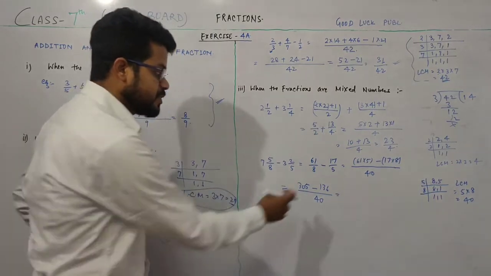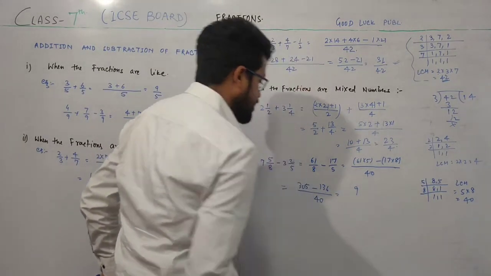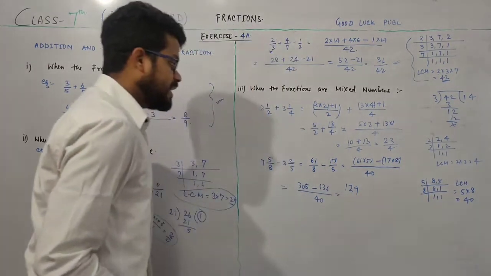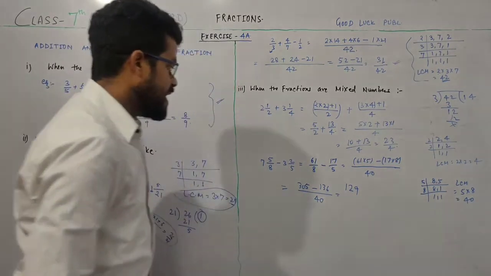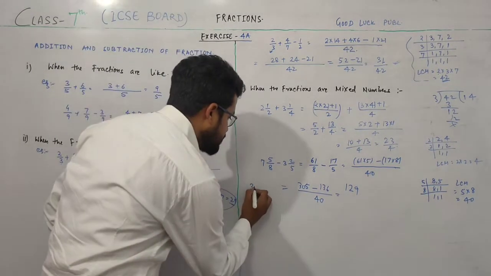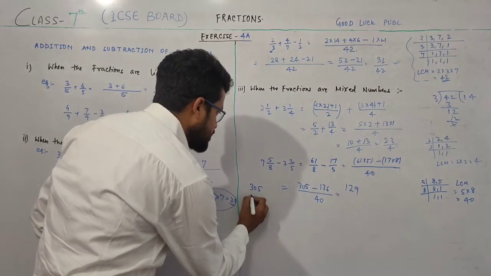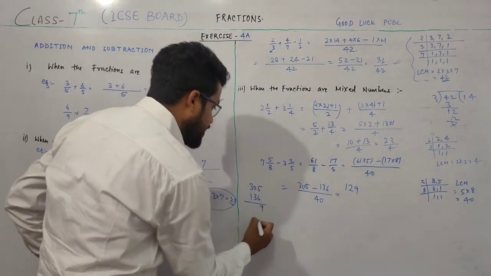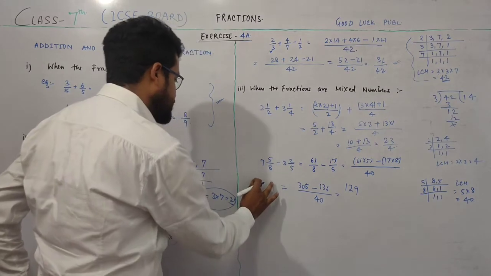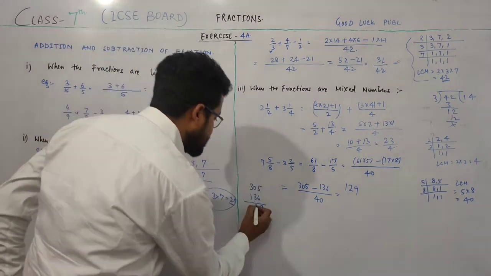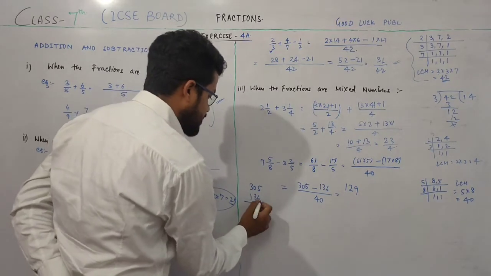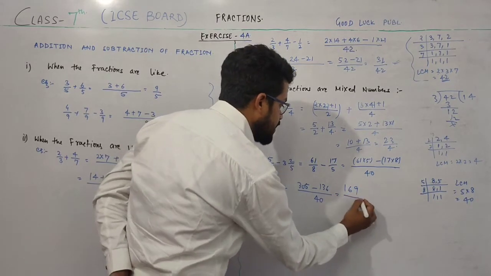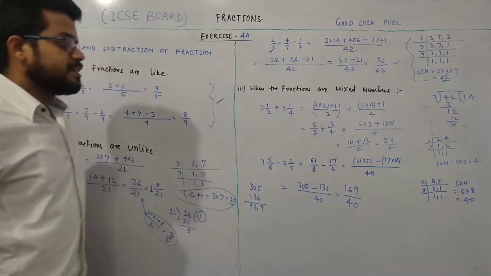Now subtract this. 305 and this is 136. So here this is 5, and here it is 6, and here it is 1. Okay, this is 169 divided by 40. Okay, this is the fraction.